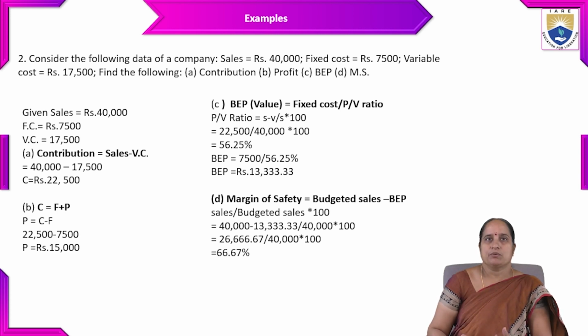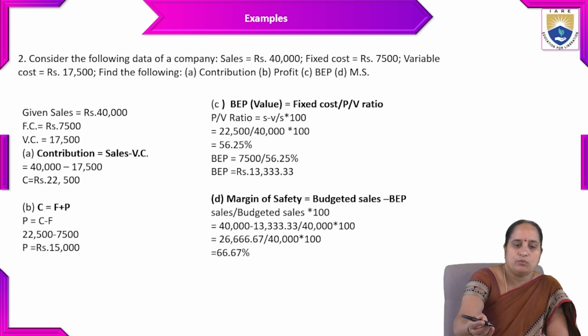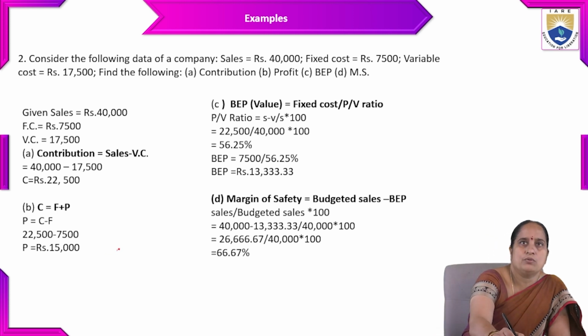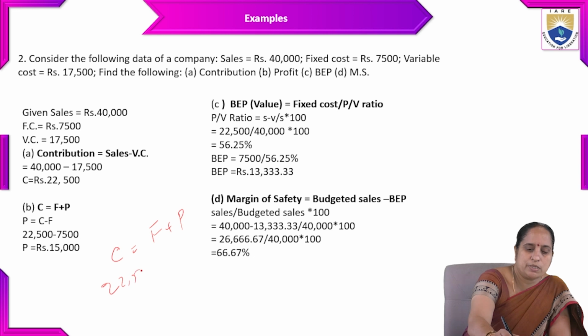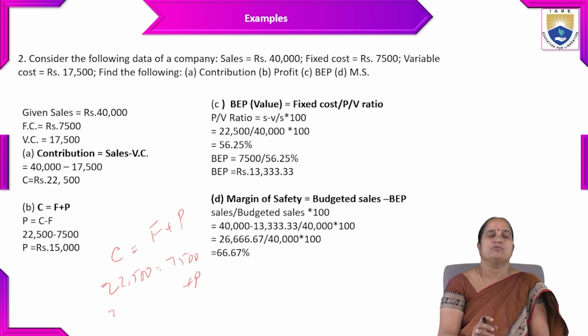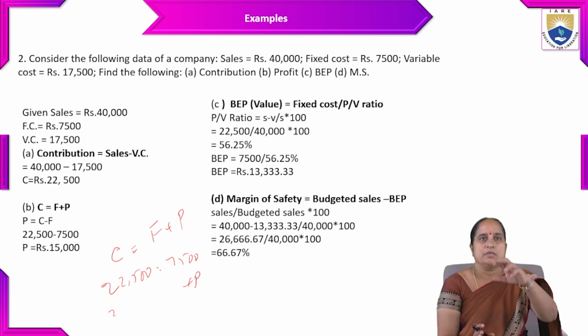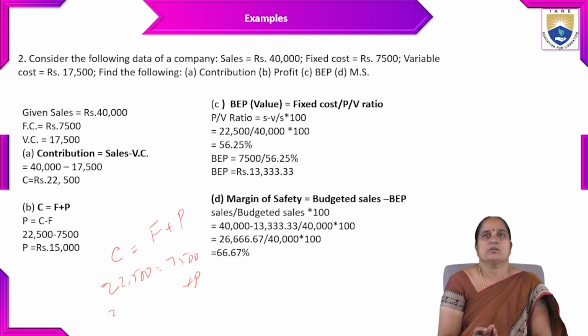Next we have to calculate profit. As we know the contribution and we know the fixed cost, contribution is equal to fixed cost plus profit. The contribution is given as 22,500, which is equal to fixed cost of 7,500 plus profit. If you take the difference between 22,500 minus 7,500, we get a profit of rupees 15,000.